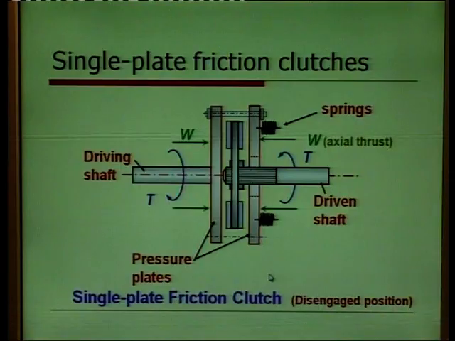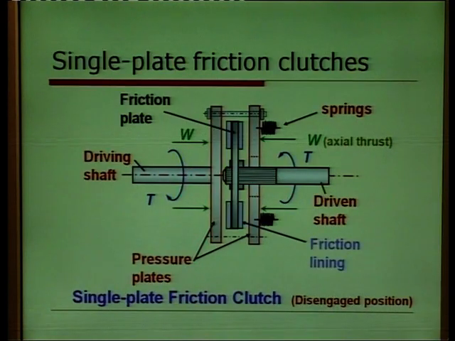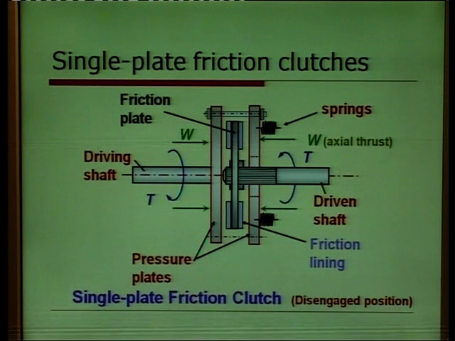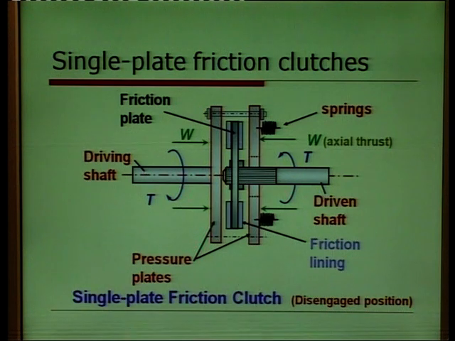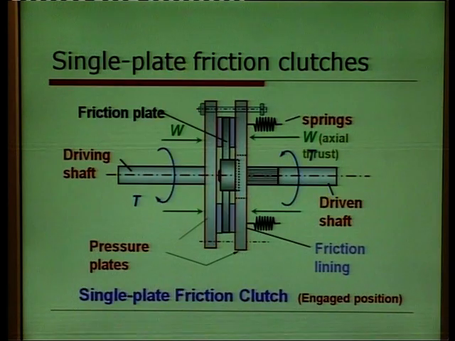This is the disengaged position. This is the friction plate. It shows the friction lining on the plates. Then this is the engaged position. This is also very clear. This is the friction plate. This is the coil spring to develop the pressure on the clutch plate. Then this is the clutch plate, which is also called the friction plate.